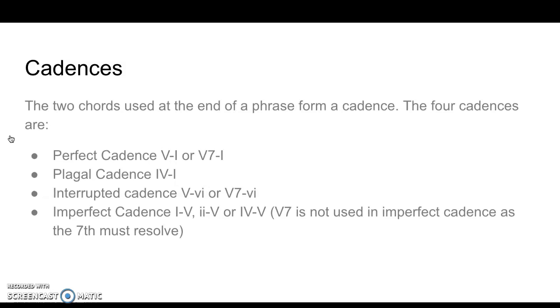Cadences. So again, at the end of every phrase, the last 2 chords form what we call a cadence. And again, you know this. There are different cadences available to us. The perfect cadence is 5-1 or 5-7-1. A plagal cadence, 4-1. An interrupted cadence, 5-6 or 5-7-6. An imperfect cadence, 1-5, 2-5, or 4-5. 5-7 is not used in an imperfect cadence as the 7th must resolve.